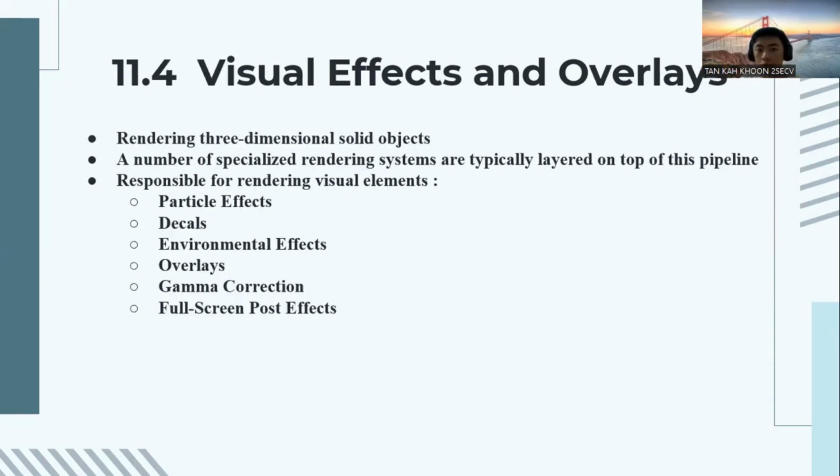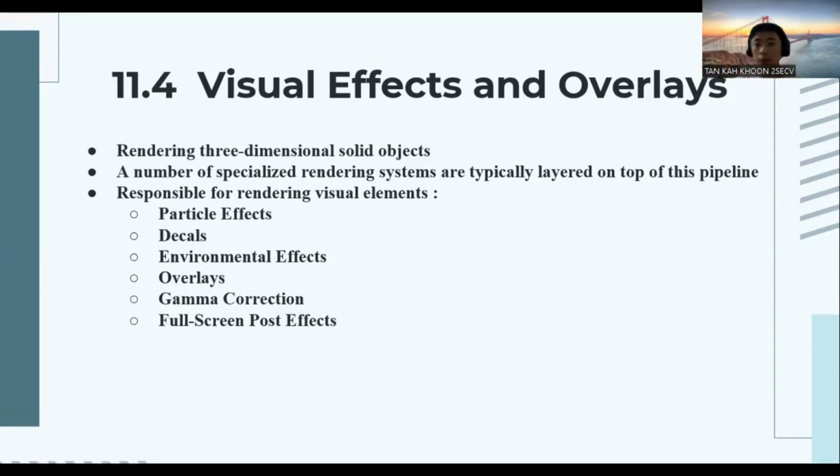This renders the three-dimensional solid objects. A number of specialized rendering systems are typically layered on top of this pipeline and responsible for rendering visual elements such as particle effects, decals, which are small pieces of geometry overlaid on top of the regular geometry in the scene, environment effects such as skies and water, overlays, which are text and fonts, gamma correction, and the last one will be full screen post effects, which are effects applied to a rendered three-dimensional scene to provide additional realism, such as motion blur.